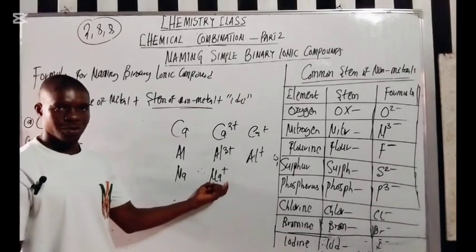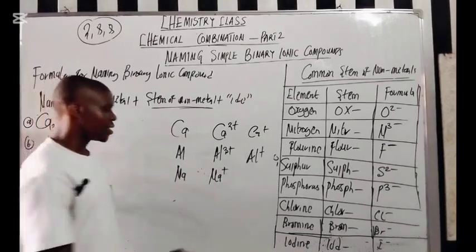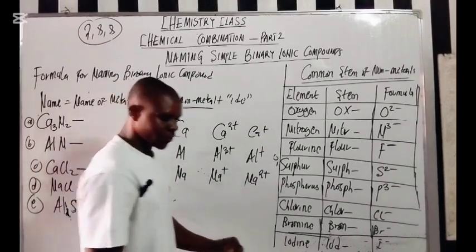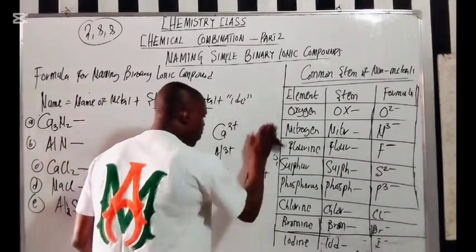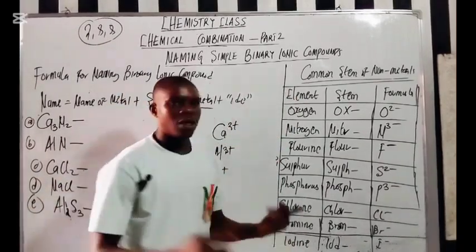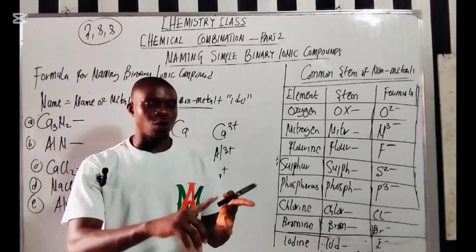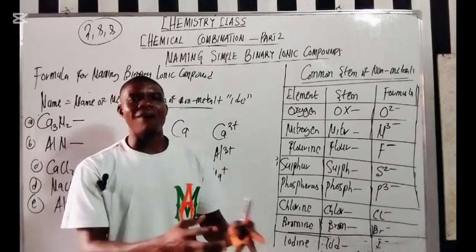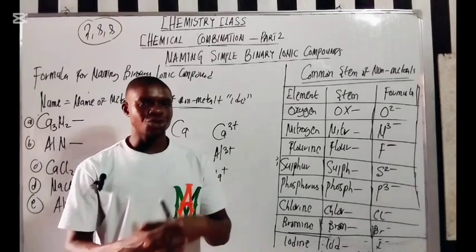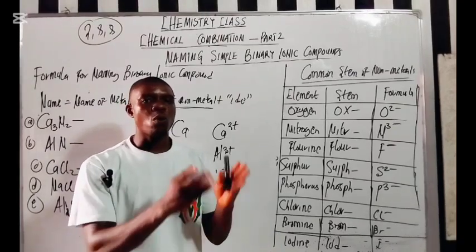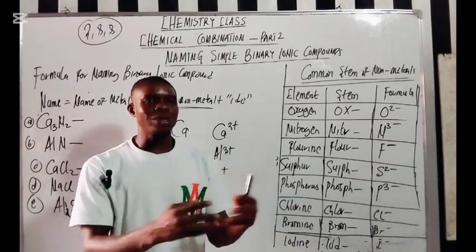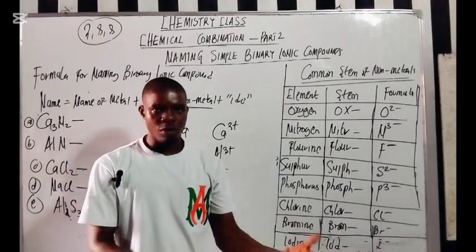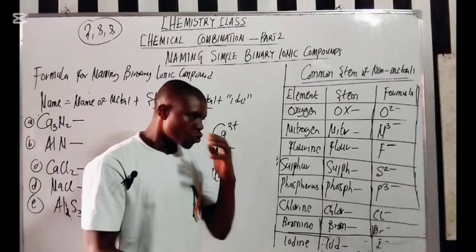Na what? Plus. Right? There's no way you can see Na2 plus. It's not possible. So the group 1 elements, the group 2 elements, and the group 3 elements, they only have a single oxidation state. They don't have variable oxidation state. So they can only form one type of compound with a particular non-metal.